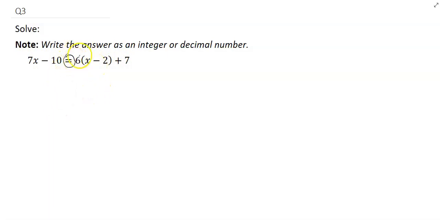Okay, first I need to simplify as much as I can. On the left side there is nothing to simplify, but on the right side I see that I could use the distributive property here. So left side stays as it is.